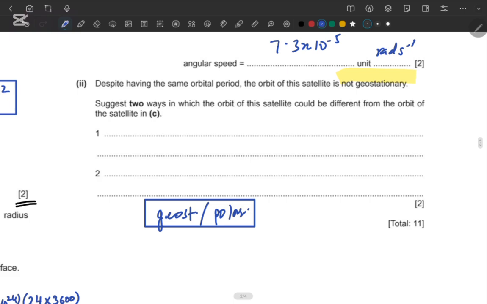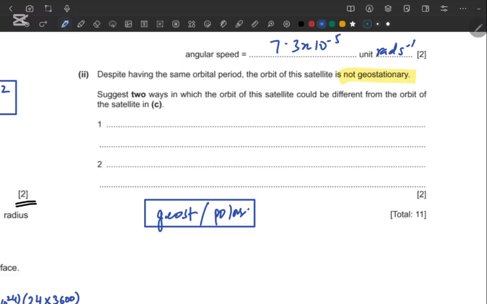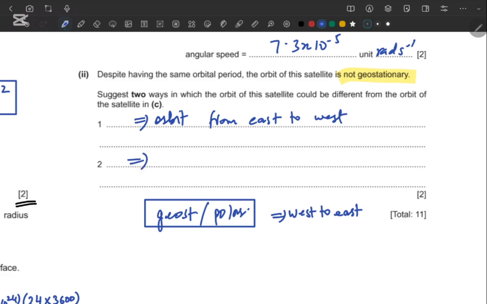Now, we know geostationary orbits are always from west to east. So if the orbit is not geostationary, then it should orbit from east to west. The satellite should go from east to west. Next thing, if this satellite is not orbiting like a geostationary satellite should, then the orbit here might be a polar orbit. It will be polar.